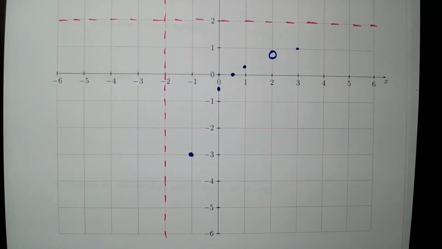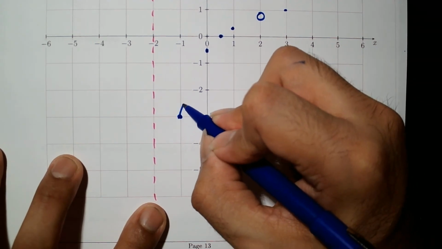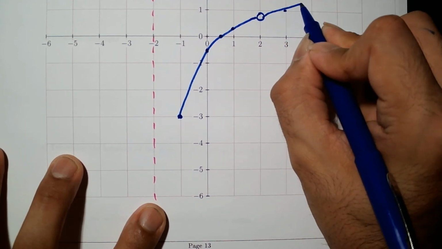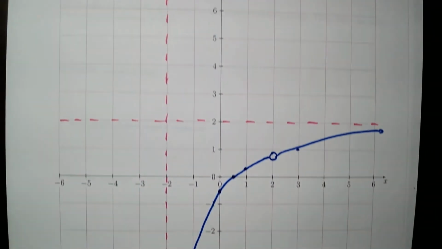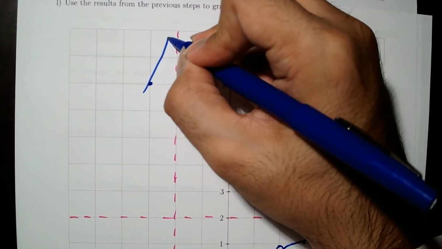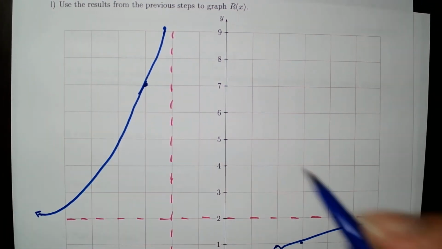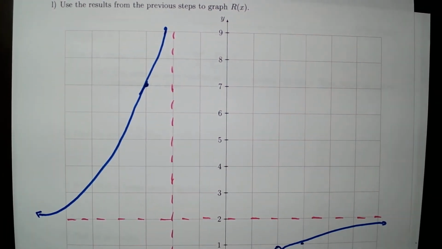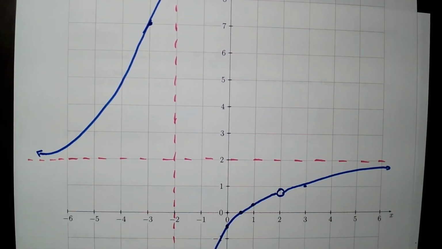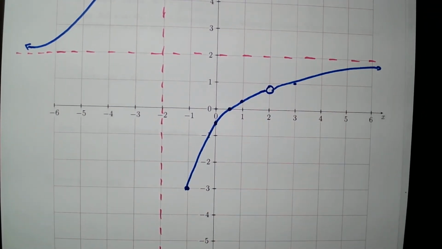I don't think I had any other points. So let's connect the dots right there. Not through the hole. And then over here, the behavior is going to go like this and like that over there. Okay, let me expand the horizontal asymptote so the graph looks a little bit nicer. So that's again the graph of this function.